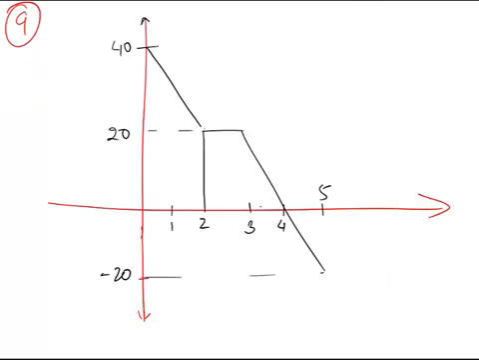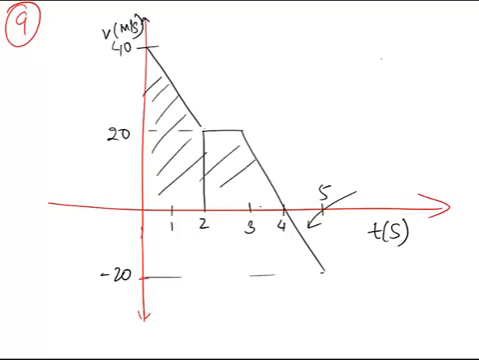Question number 9 gives you a velocity time graph. This velocity is in meter per second and time is in seconds, and you have to find the distance traveled by the body in 5 seconds. So you have to find the distance, so you have to add up all the areas. You know that displacement is the area under velocity time graph, but in displacement you take this area as negative, but you have to find distance. You'll take this area also as positive and you'll add all of the areas. So you basically have to find the area enclosed under velocity time graph.